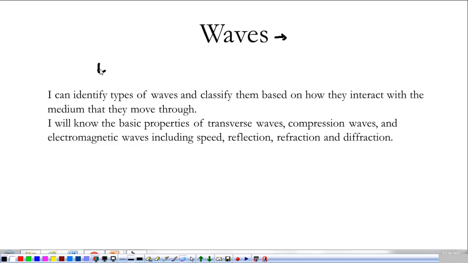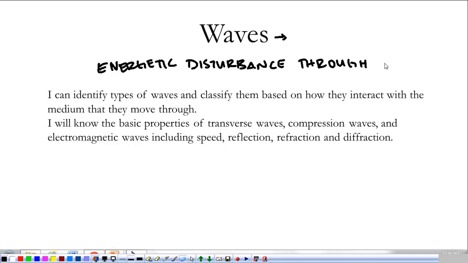It is an energetic disturbance that moves through a medium. So basically, a wave is moving energy. There are two basic types of waves that we're going to deal with. One is mechanical waves. The other is electromagnetic.